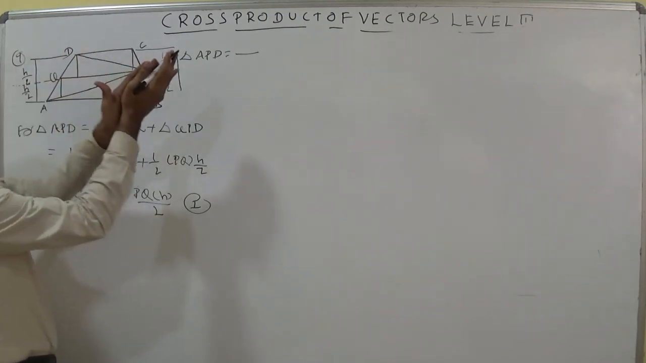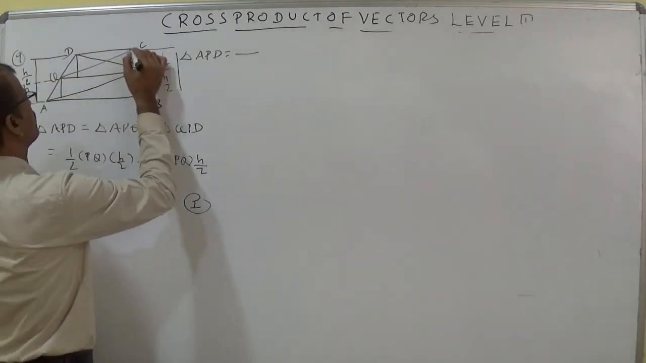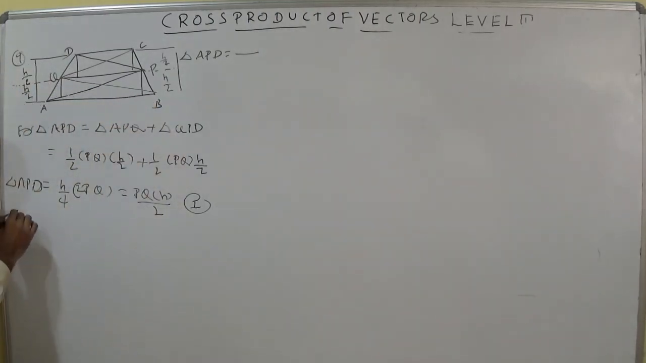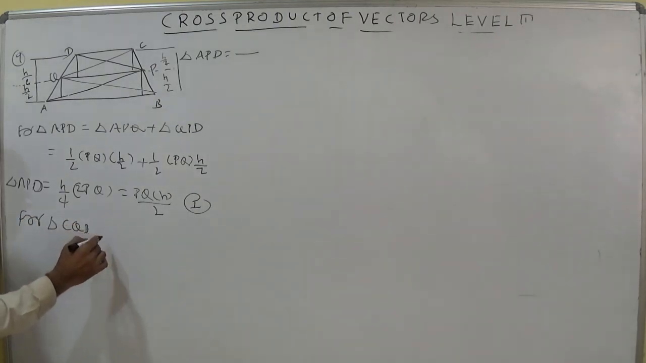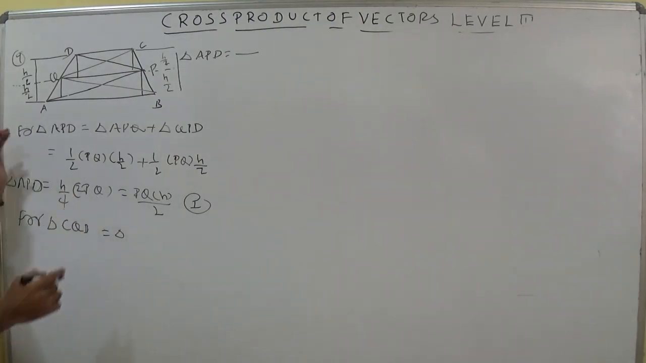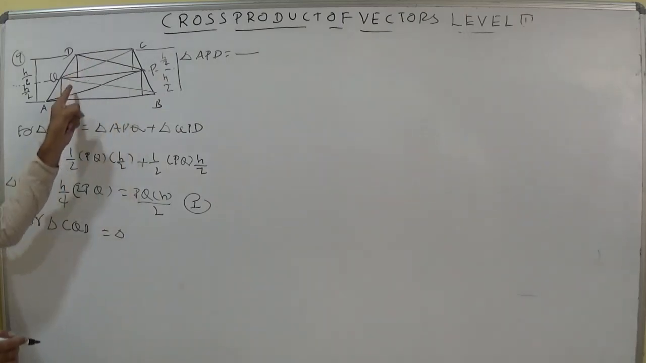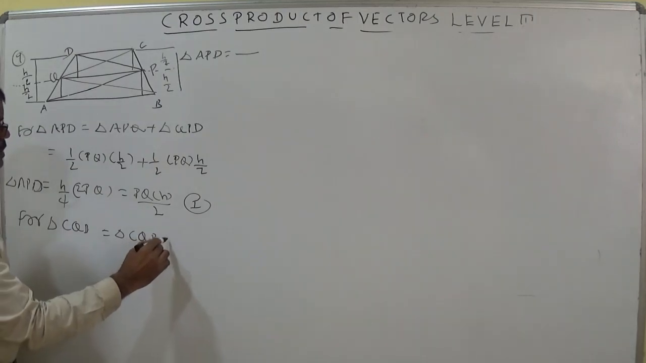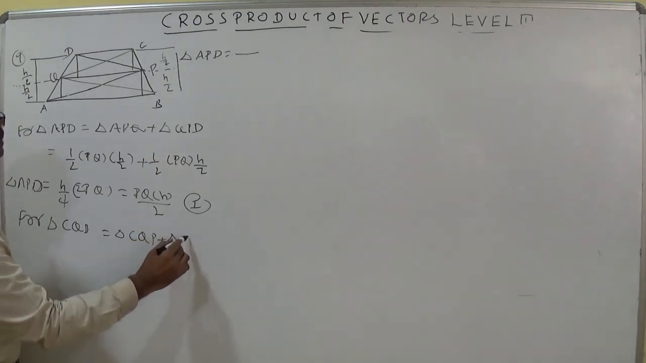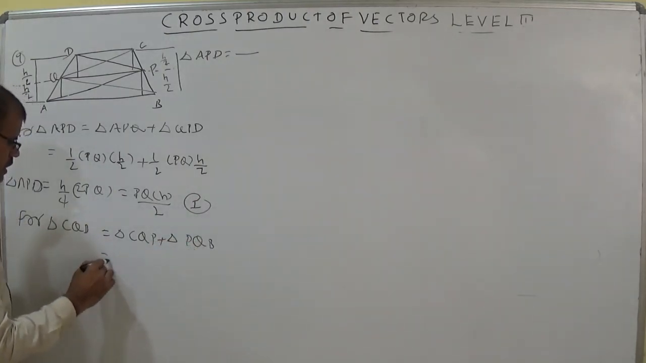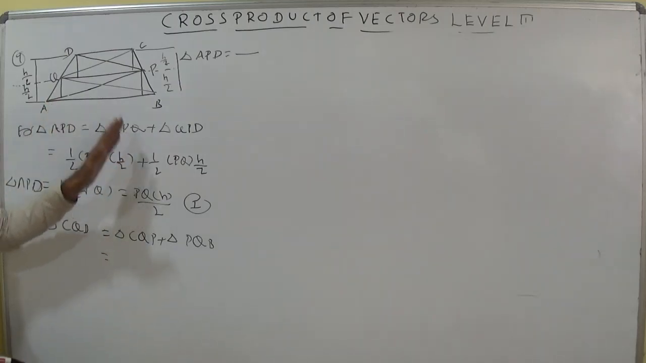This is APD, this side. You join this side, and join CQB. Now again I am writing for a triangle CQB. For triangle CQB, area of delta CQB is equal to CQP plus PQB, that is delta CQP plus delta PQB. What is delta CQB? Same base, same height.